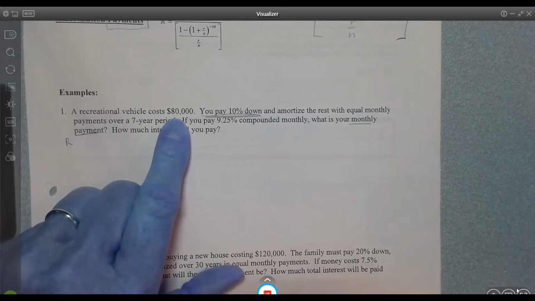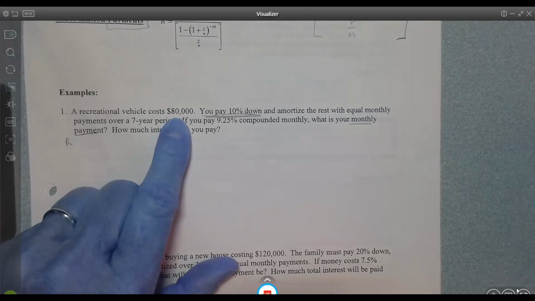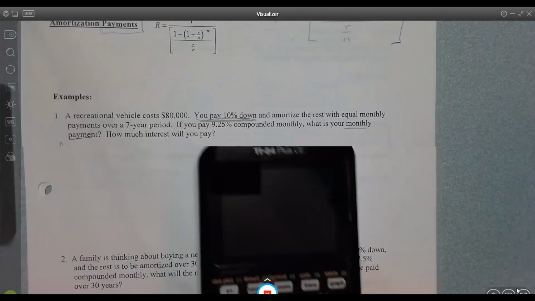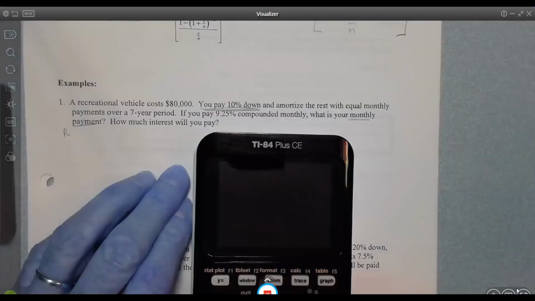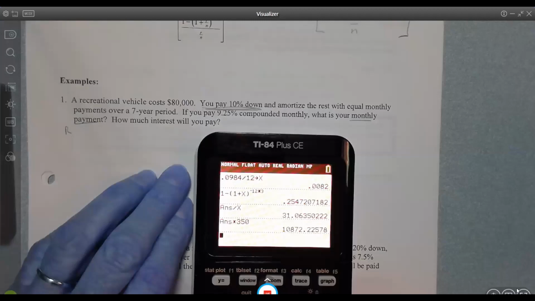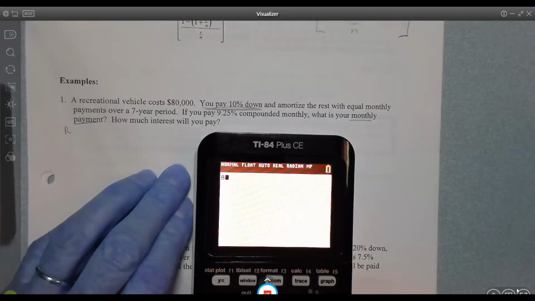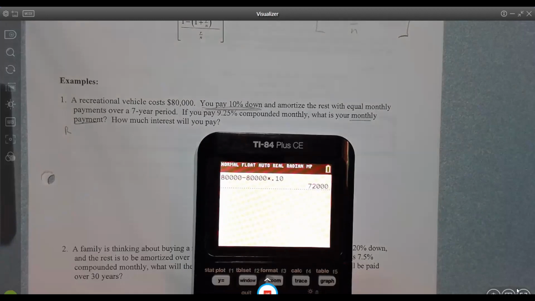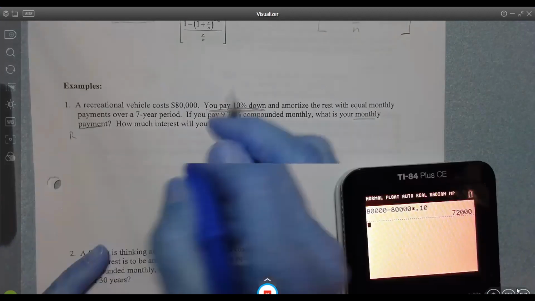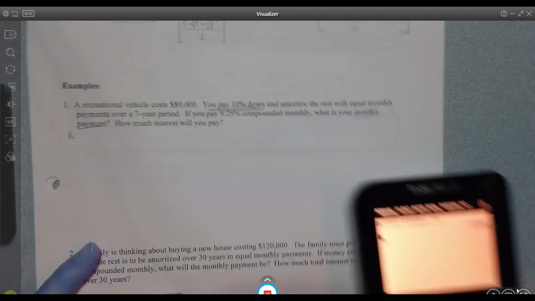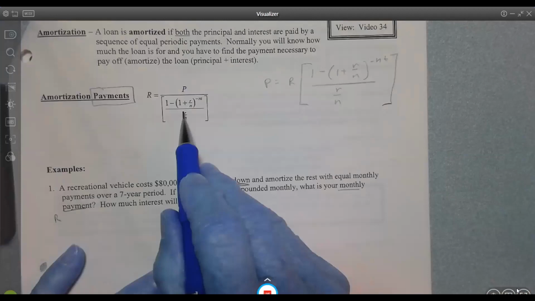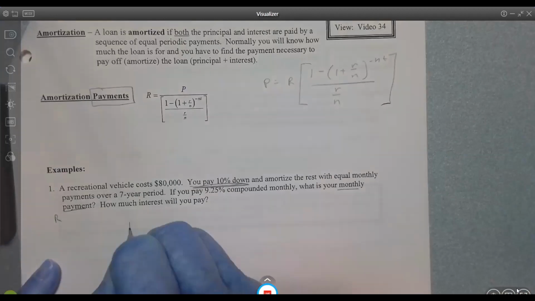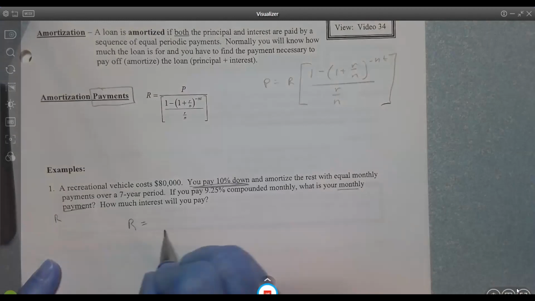In order to buy a house, pretty much you have to do that. You have to pay anywhere from 20 to 30% down in order to get a loan for a house. So if you do your 80,000, subtract 80,000 times your 10%, they're actually getting a loan for 72,000. So the P value is going to be 72,000. I will go ahead and use this formula that I've got up here because we are asked to find monthly payment. We're borrowing 72,000.